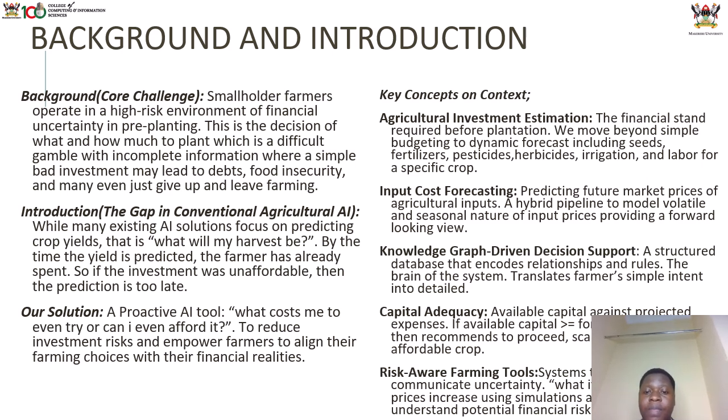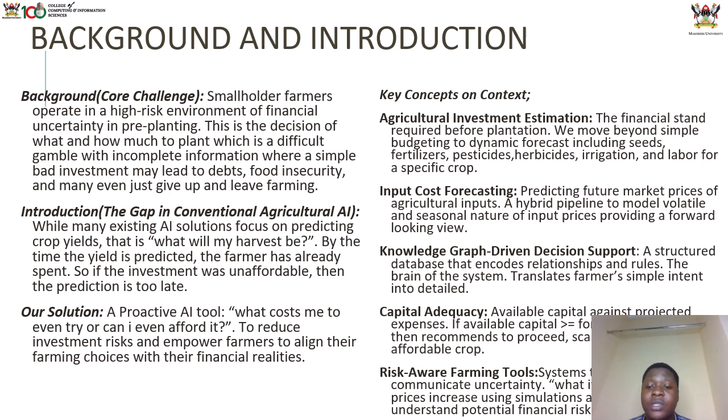So the key concepts through our model are agricultural investment estimation, input cost forecasting. This mainly deals with predicting future market prices of agricultural inputs. Then knowledge graph driven decision support: a structured database that encodes relationships and rules. So this is the brain of the system. This is what will help establish the relationship between different features, which are called nodes, and then the edges, which are the relationships between the features.